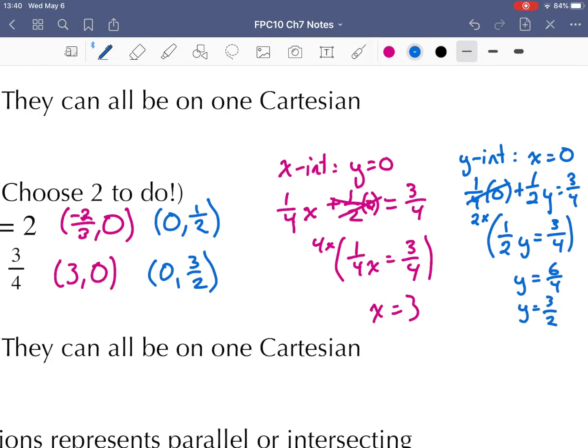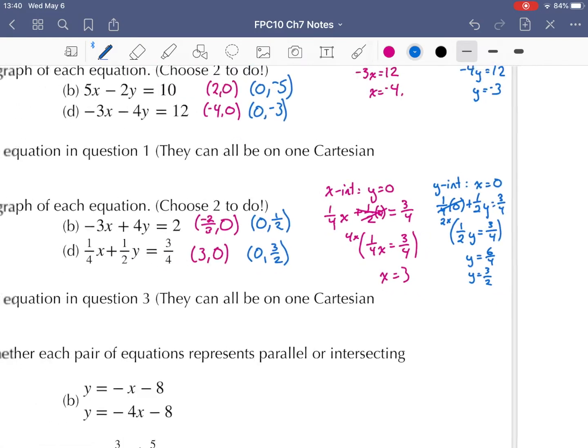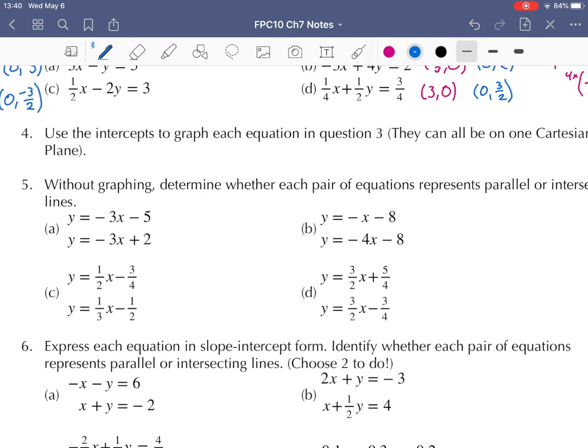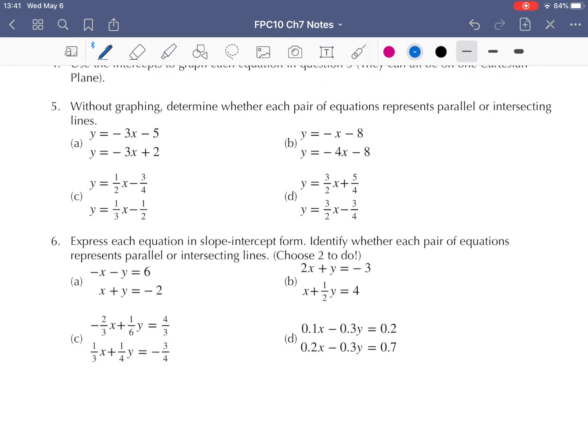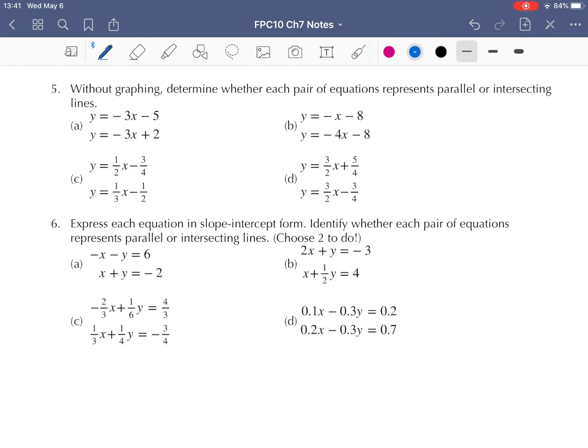Now, if you want to check your graphs, again, just type them into Desmos and you'll figure them out. Heck, if you type them into Desmos, it will tell you all the x and y intercepts anyway.